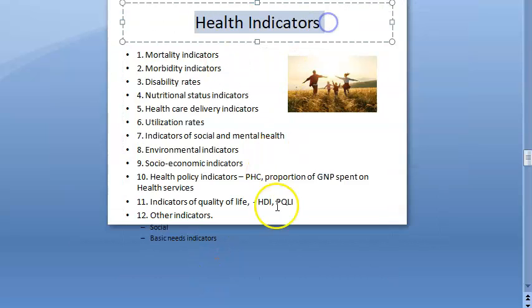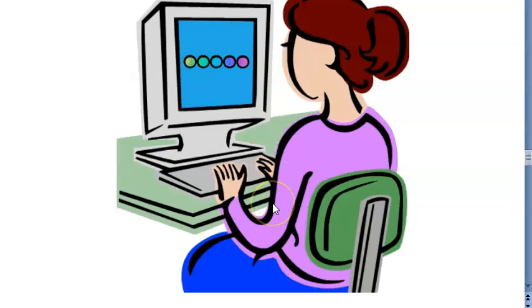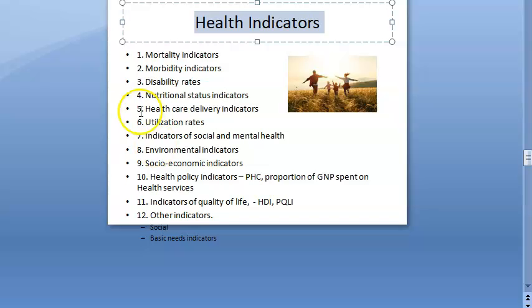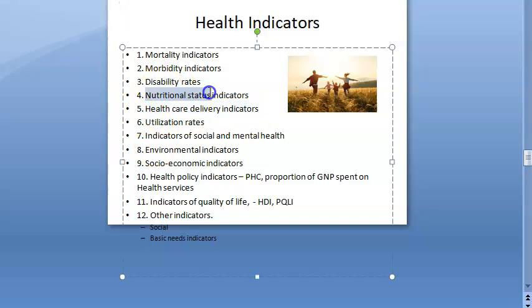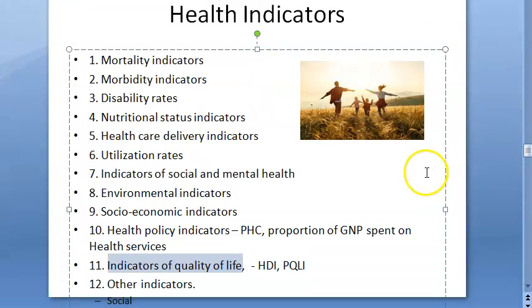So we have looked at all the health indicators guys. Can you name the health indicators? Mortality, morbidity rate, disability. Then what else did we see? Health services, healthcare delivery indicators, nutrition, utilization of these healthcare services, indicators of social and mental health, environmental indicators, socio-economic indicators, health policy indicators, quality of life, other indicators. Will you be able to remember all this for the exam?